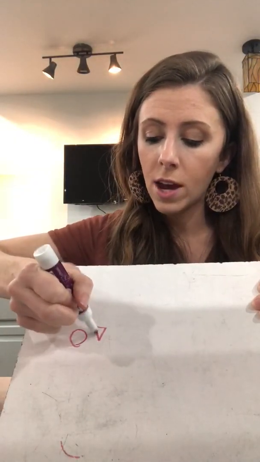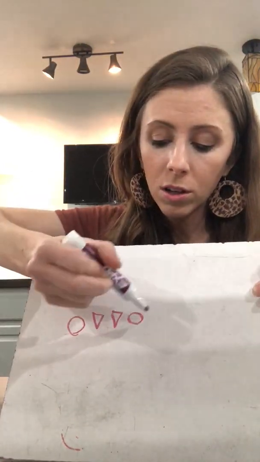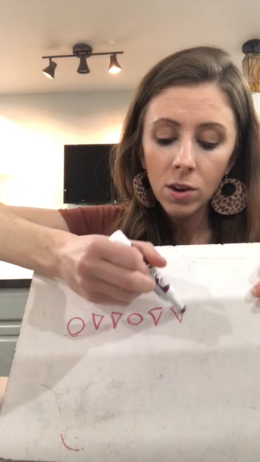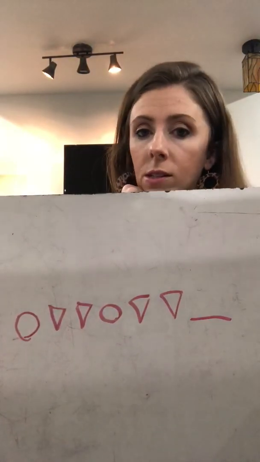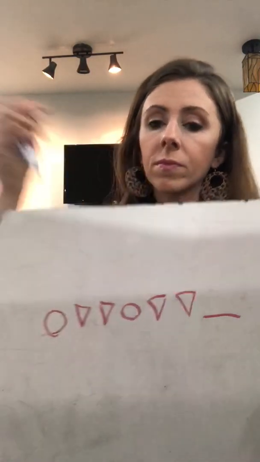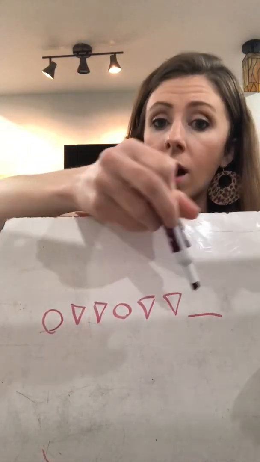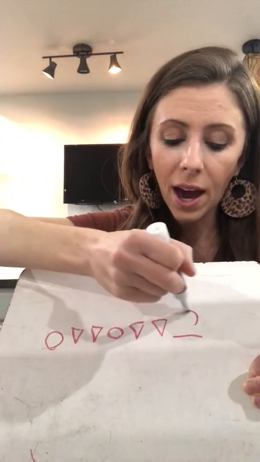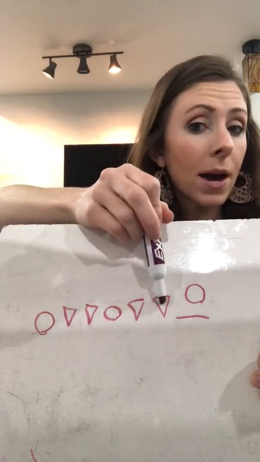Let's try this one. Circle, triangle. I did it upside down that time. Triangle, circle, triangle, triangle. Ooh, what would come next in this pattern? It's a little different. Circle, triangle, triangle. Circle, triangle, triangle. If you said circle, you got it. This is an A, B, B, A, B, B pattern. I think you got the hang of this. Now you try it on your page.